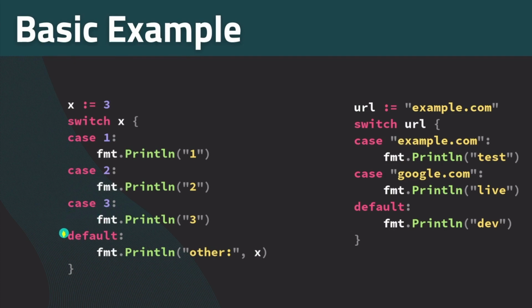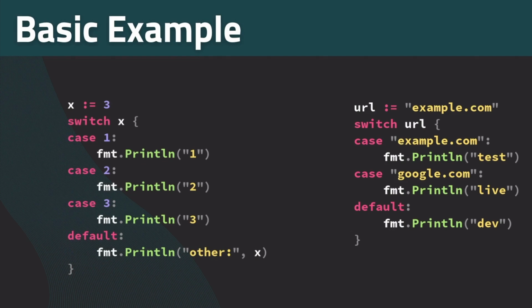We then have the default case. So whenever the case is not covered, instead we'll execute the default. And the default case for this particular switch is to print out other and the value of x. It's always a good practice to have a default case, just in the event that you forget to check for a case. At least you have something that will be executed.